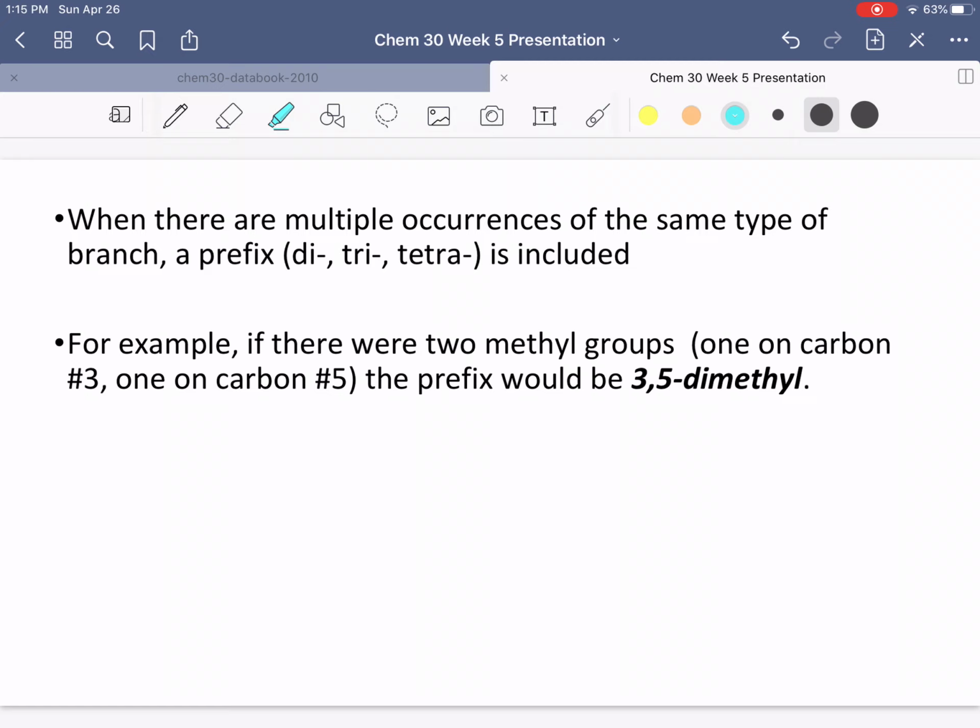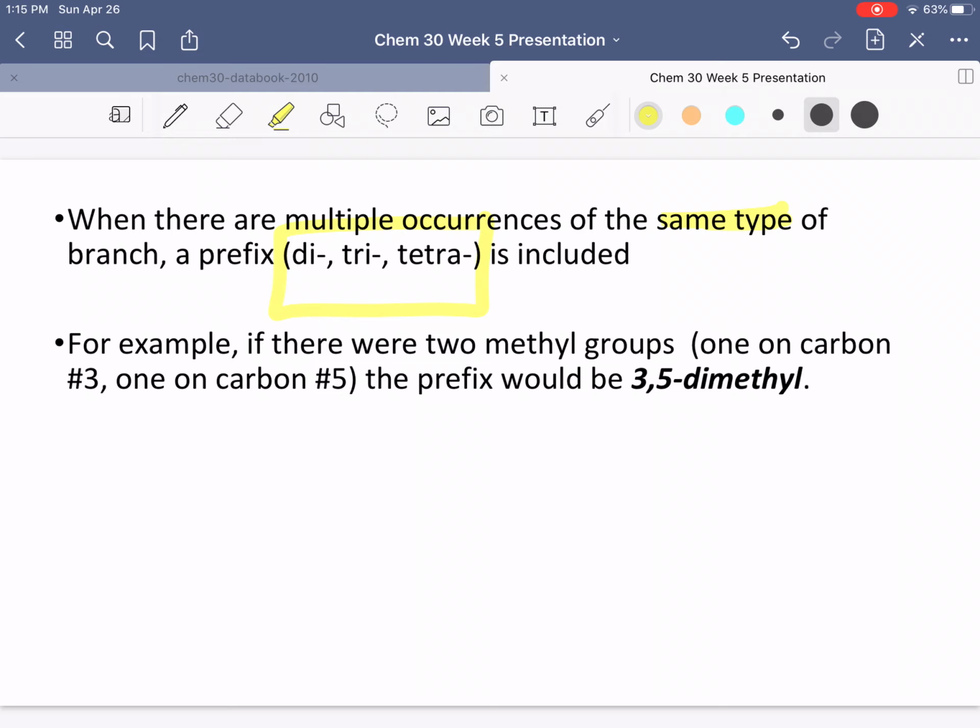Another super important naming rule. If you have multiple occurrences of the exact same type of branch, we have to use another prefix. These are really familiar, guys. Di, tri, tetra. If it came down to it, penta, hexa, etc. Those are the same ones that we used when naming molecular compounds.